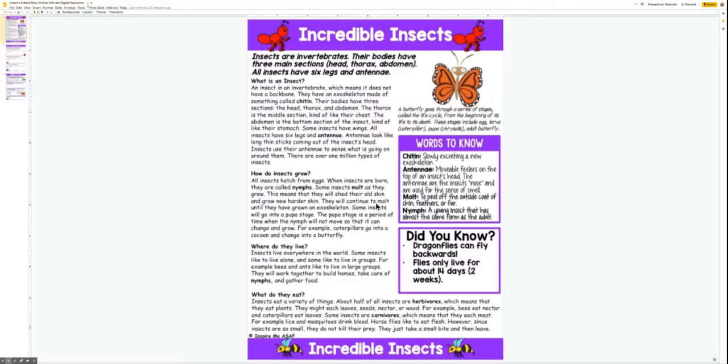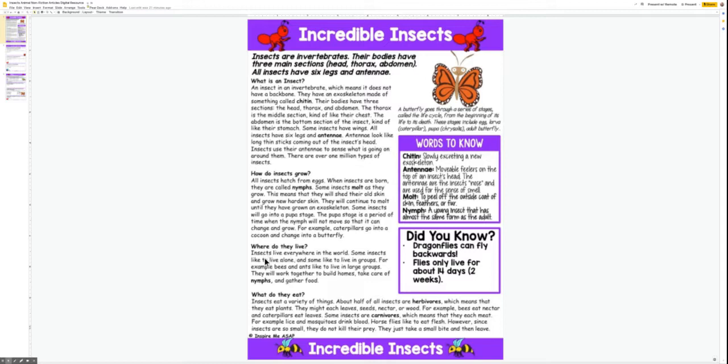This means that they will shed their old skin and grow new, harder skin. They will continue to molt until they have grown an exoskeleton. Some insects will go into a pupa stage. The pupa stage is a period of time when the nymph will not move so that it can change and grow. Okay, do you know what kind of example that they're going to use? Good, an insect of a butterfly. For example, the caterpillars go into a cocoon and change into a butterfly right here. Okay, we're almost done. Let's keep reading.